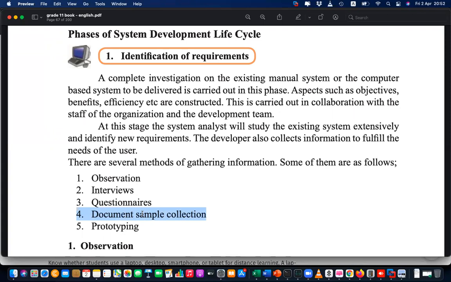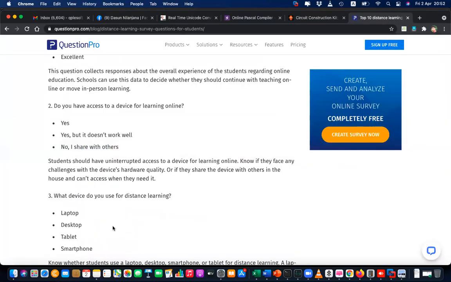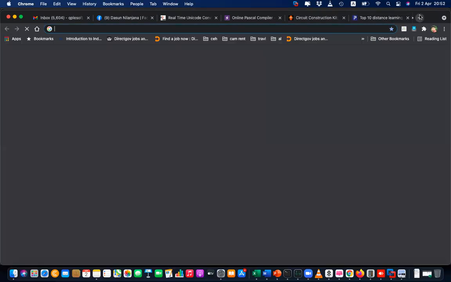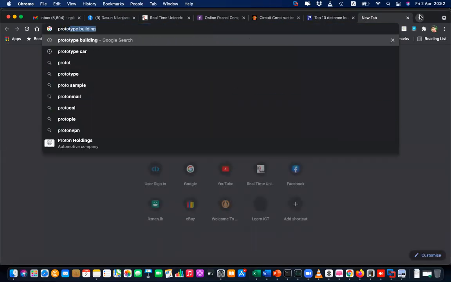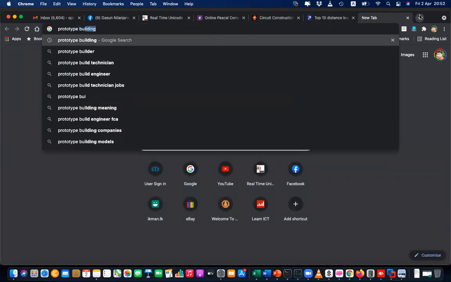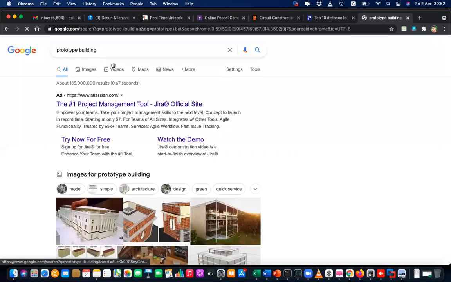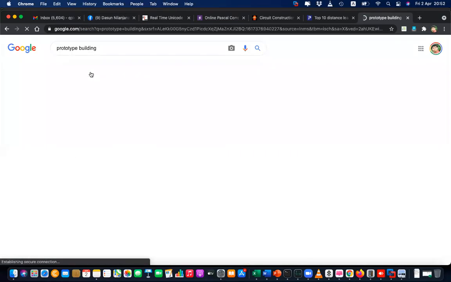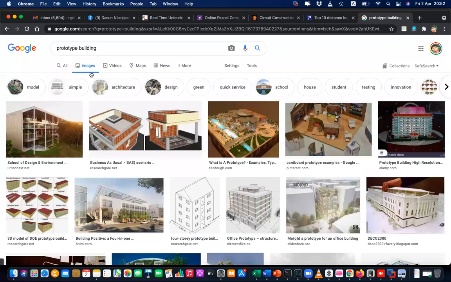So those things you can refer and get information about the system. And prototyping is a very important thing. So have you seen the prototypes? So these are the basics. Basically prototyping is used in many locations. So here, prototype building. When you want to build some large construction, you do a prototype.